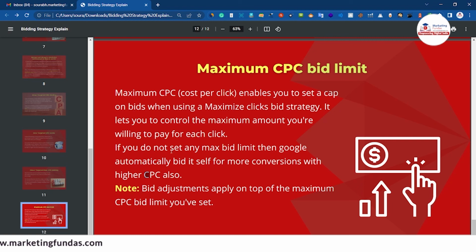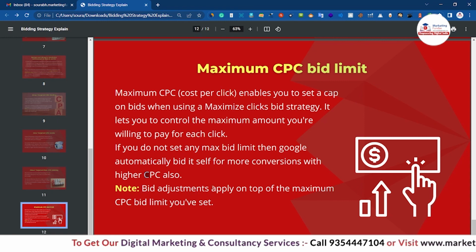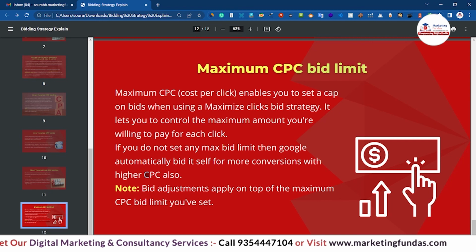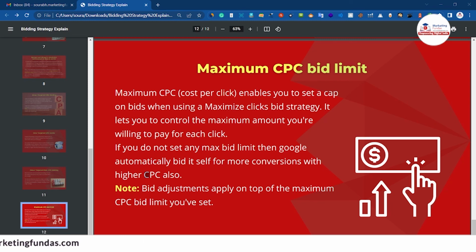If you do not set any max bid limit, then Google automatically bids itself for more conversions, with higher CPC also. And there's one more thing to note: bid adjustments apply on top of the maximum CPC bid limit you've set. So this was all about Google's automated bidding strategies. We are going to teach you how to use these bidding strategies in a campaign in the upcoming videos.